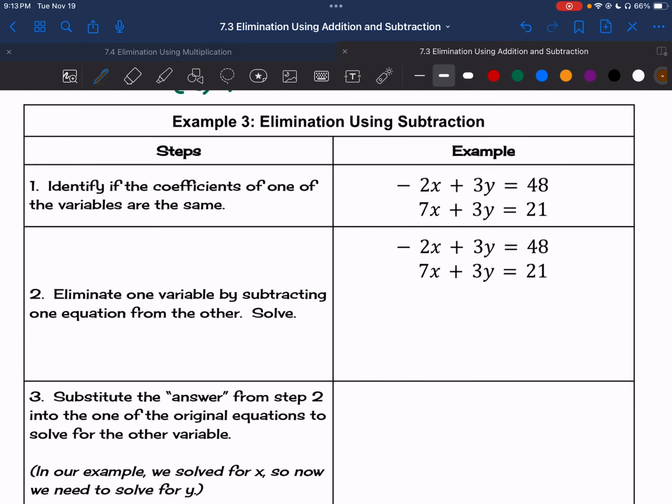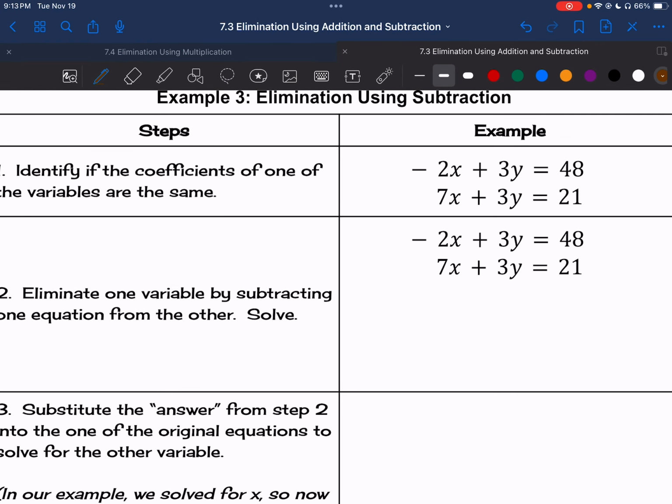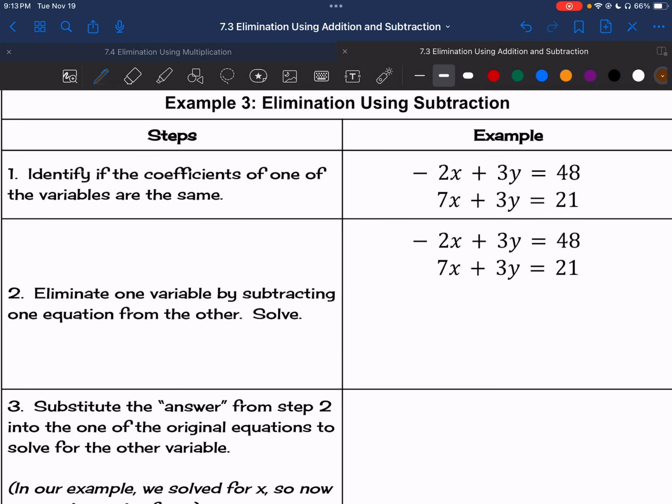All right. Example 3 is basically the same process, except we're going to be using subtraction instead of addition. What we're looking for is one of our variable terms to have the same values, the same coefficients. We see that the y's here are both positive. So that means I am going to subtract one of these equations from the other. Now, this is where it's tricky, and this is where I'm not always the biggest fan of subtraction. I would rather us multiply, which is something we'll learn about in our next lesson. But for right now, we're going to do subtraction.